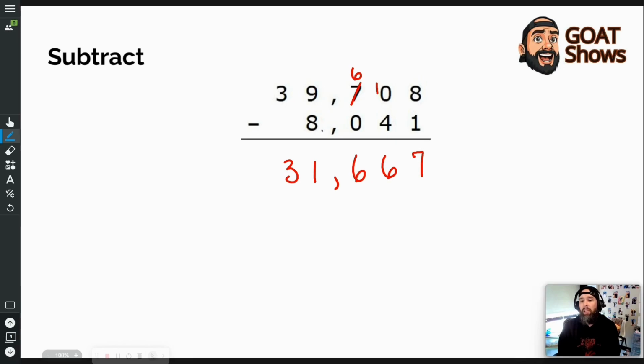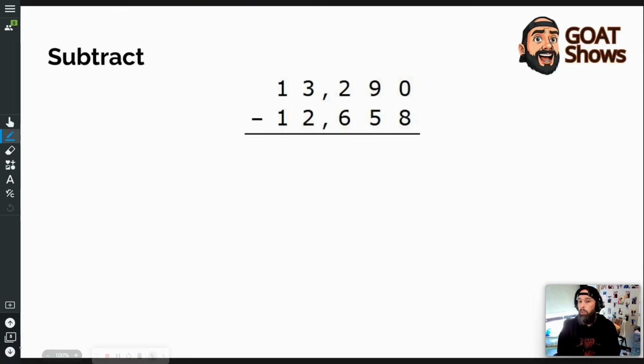39,708 minus 8,041 is 31,667. Okay? All right. Let's do another one. Okay, a little bit more borrowing in this case.